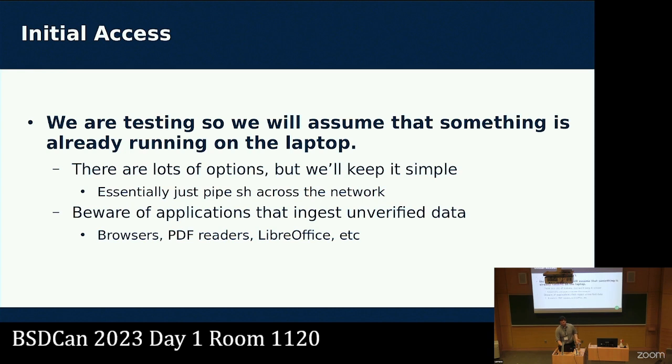All right, anyways, there are lots of initial access vectors. I mean, bad passwords, some sort of Trojan. The whole SolarWinds thing, their supply chain got hacked. Somebody inserted malware upstream, and then everybody installed the new version, and everything was backdoored. But I'm being a little bit hand wavy here, so we're going to assume that something's already running on the laptop.